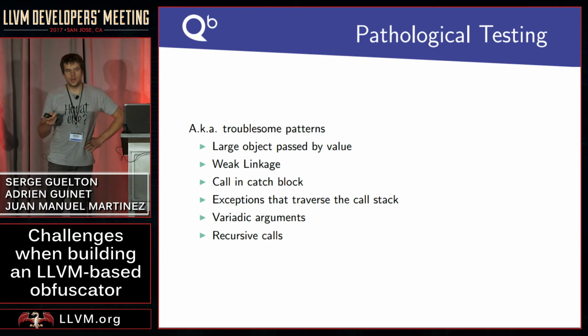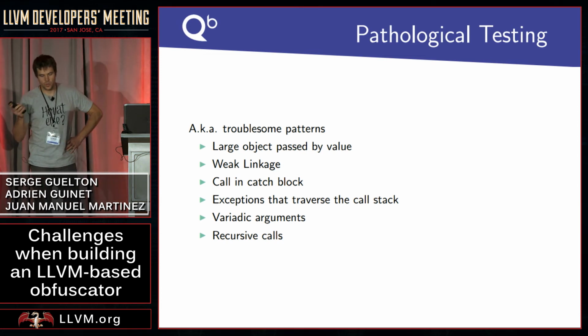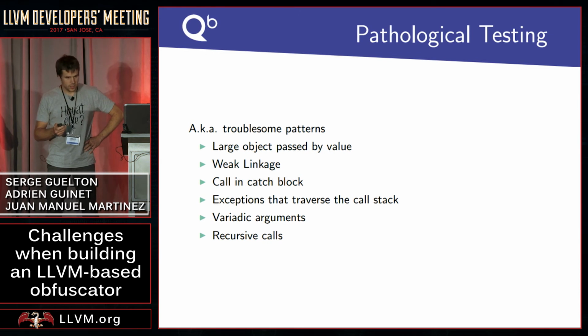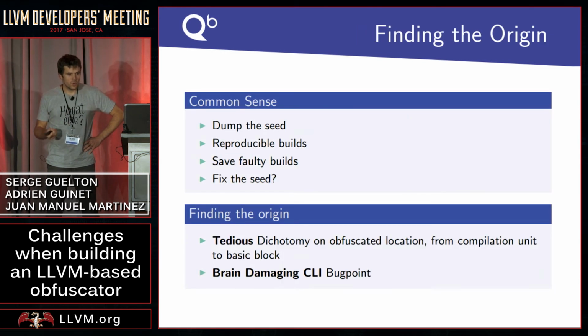Variadic arguments do not like when you add a new argument or shuffle things, so you also have to take care of that. And recursive calls are a recursive source of problems, so we had some issues with that. Anyway, sometimes tests just crash. Like you run the OpenSSL test suite, and you have this test that returns 2 instead of 1. And you don't know anything about OpenSSL, you don't know anything about the tests, but it doesn't work. So how do you debug that kind of thing?